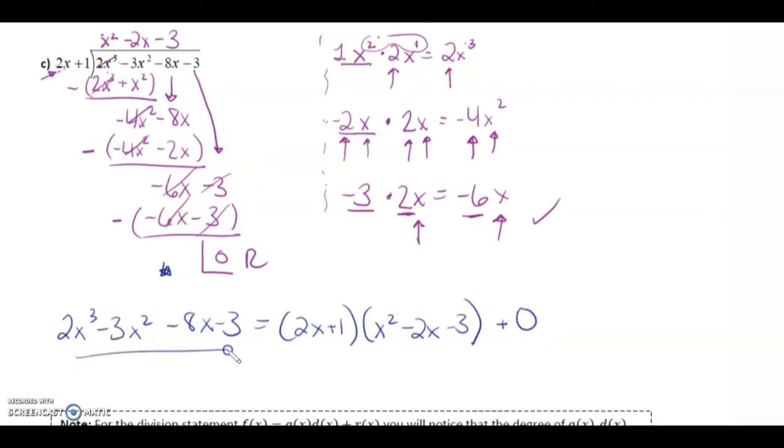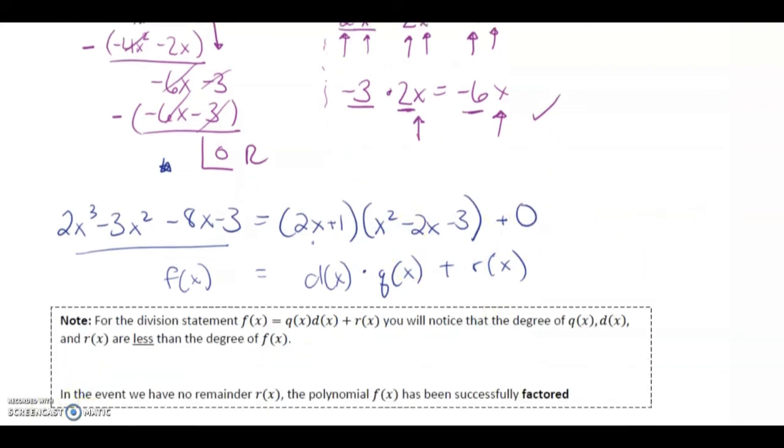Okay, the expanded form here is f(x). Our divisor, so what did we divide it by? Okay, this is d(x). Our quotient is like your answer, right? A quotient is the answer to any division statement. And then plus the remainder. Okay. So I want to note, first of all, we don't actually have to put plus 0 here. Obviously plus 0, just simplify it, leave it out.